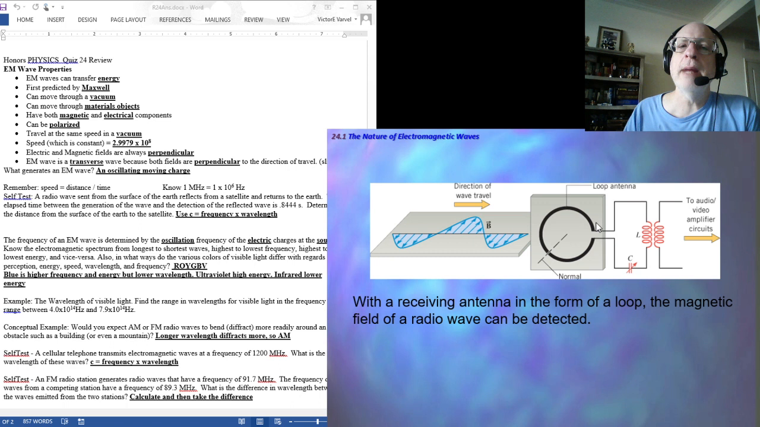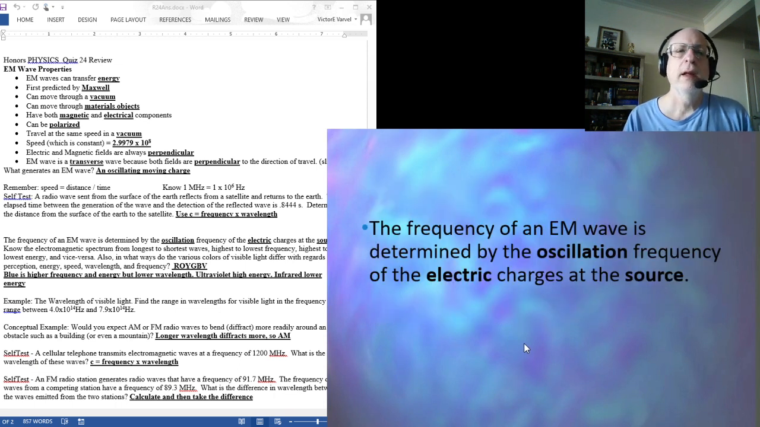And because the magnetic field will be through the loop, an alternating current, an oscillating magnetic field, it will be able to detect that and generate the same kind of current. A current creates a magnetic field, which creates a current. So they're very easy to interchange.